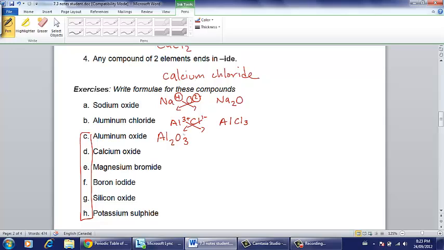So here to check, aluminum oxide becomes Al2O3. Calcium oxide becomes CaO. Magnesium bromide, MgBr2. Boron iodide, BI3. Silicon oxide, SiO2. And potassium sulfide, K2S.